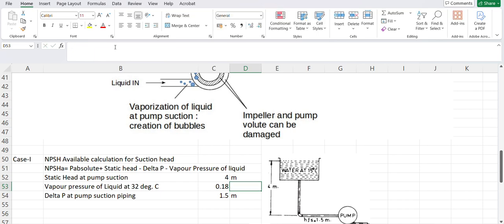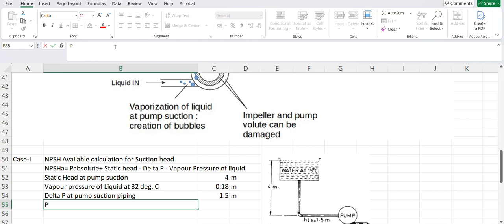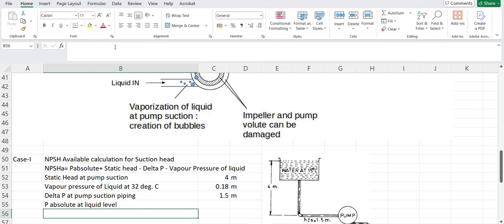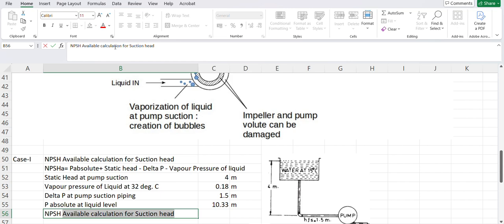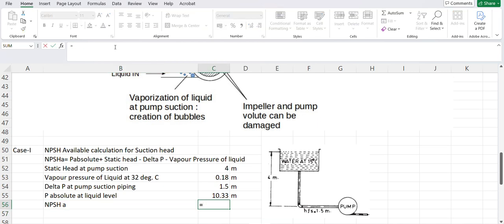Okay, then we have to take P absolute at the liquid level. As this is atmospheric, I consider P absolute as 10.33 meter. So using all the available data, we can calculate NPSH available by simply putting in those values.